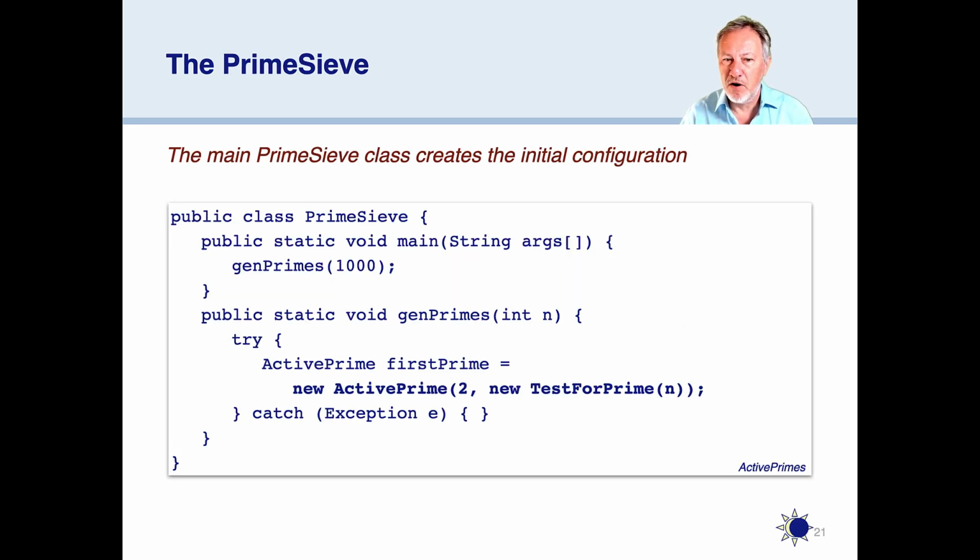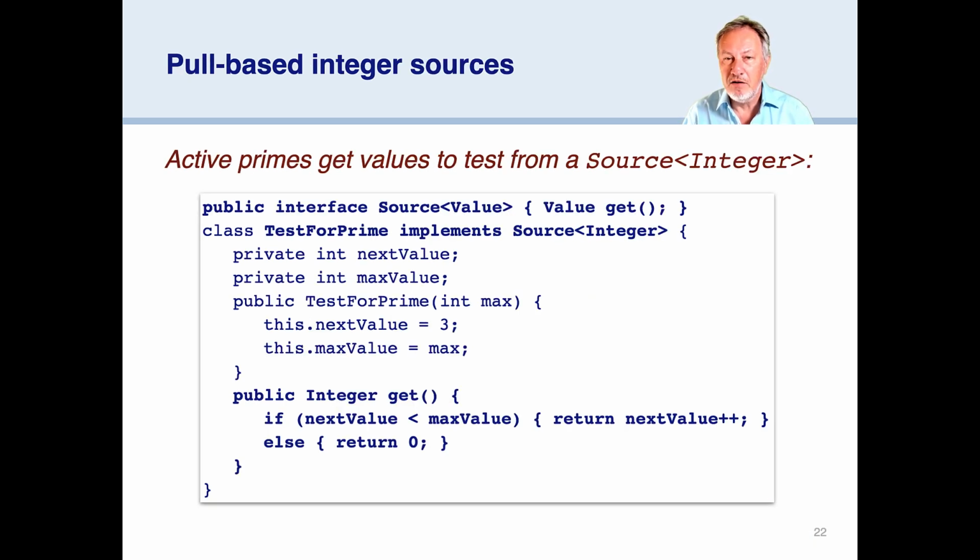Here's the main class, the prime sieve class. It creates the initial configuration. So the first prime is going to be an active prime for 2, and it's connected to the test for prime instance. The interface between the objects is a source interface for some value, and it's quite simple. There's just a get operation which returns a value. Test for prime implements sources for integers, and the implementation is dead trivial. It simply keeps incrementing the next value by 1 until it reaches the max value which has been defined.